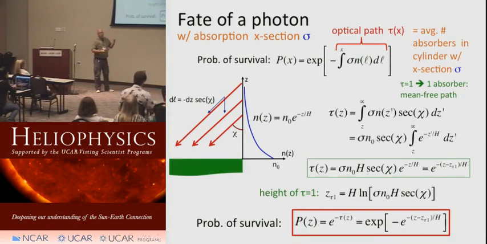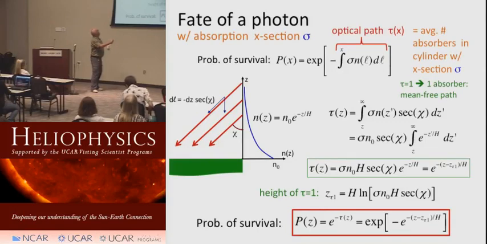If there's on average 2, it's e to the minus 2, etc. So you have e to the minus this path length, probability of surviving. Okay? Now, let's then think we have this cross-section for being absorbed, and this is the path length. This is the all-important thing.